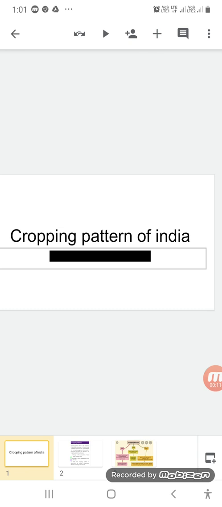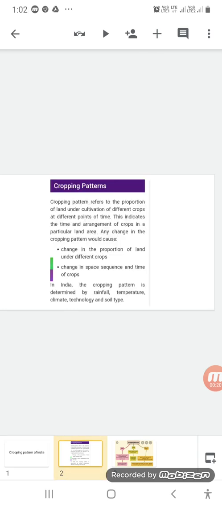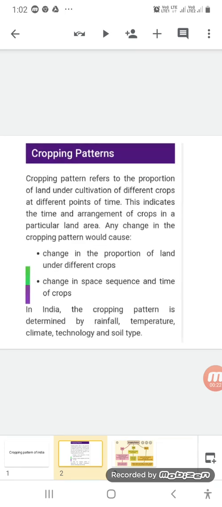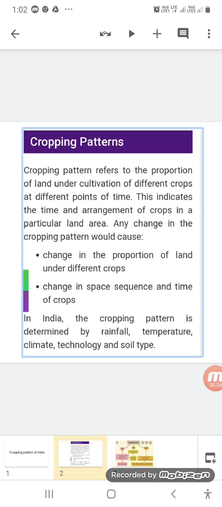Today, our topic is cropping pattern. After cropping pattern, we will go to the cropping pattern of India. Firstly, we have to understand what is cropping pattern.